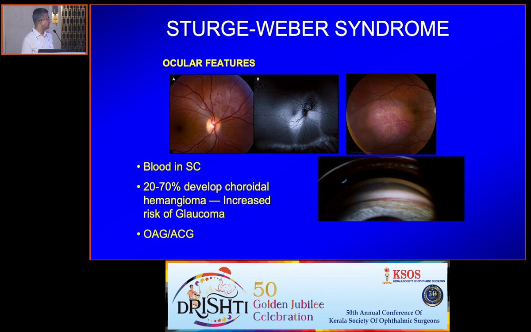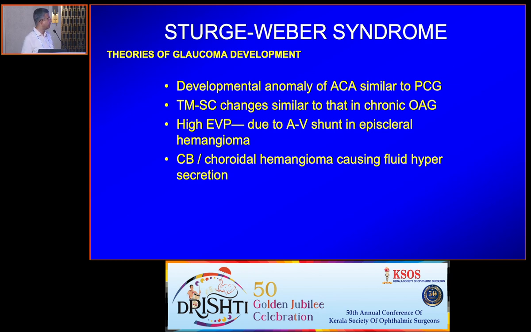You can see blood in Schlemm's canal. This is not my image, because blood in Schlemm's canal is a little difficult to document; by the time you take them there, you don't always see it. The absence of blood in Schlemm's canal does not necessarily mean that there's no increased episcleral venous pressure. You can see hemangiomas on the fundus, and you need to be careful about that.